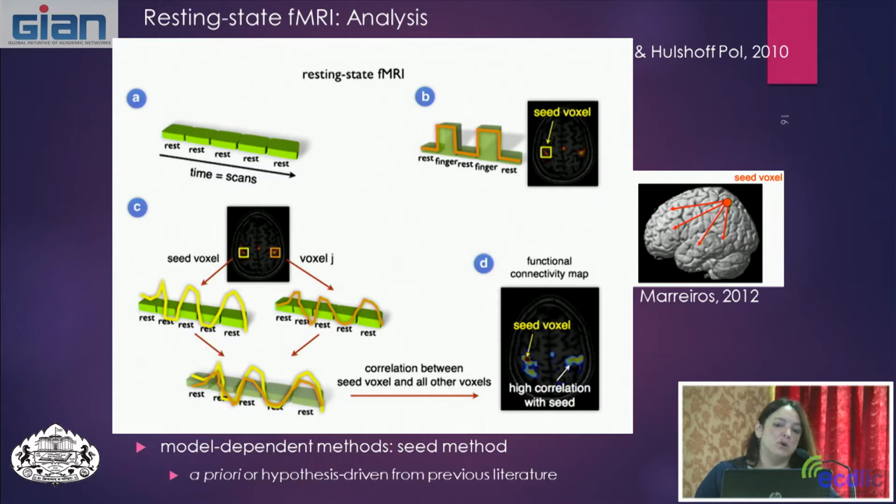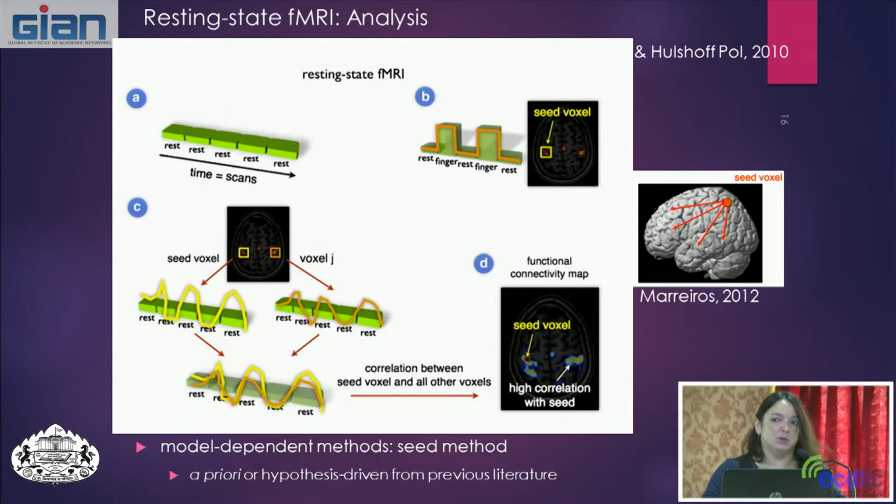You could also get a resting state out of a task that might involve the finger tapping versus rest. So the bottom line here is that we're getting a seed voxel during rest, whether it be during the whole time of rest or we want to pull the rest out of a task that we have alternated with. Then we take this seed voxel and we run correlations with it through all the other voxels in the brain.